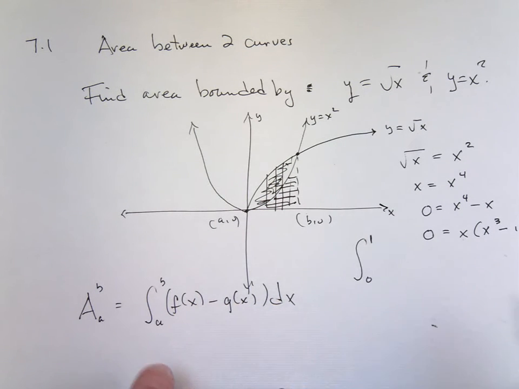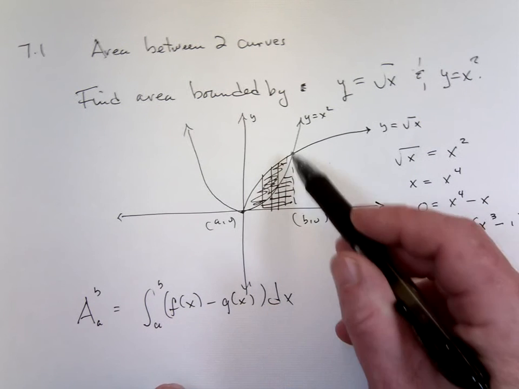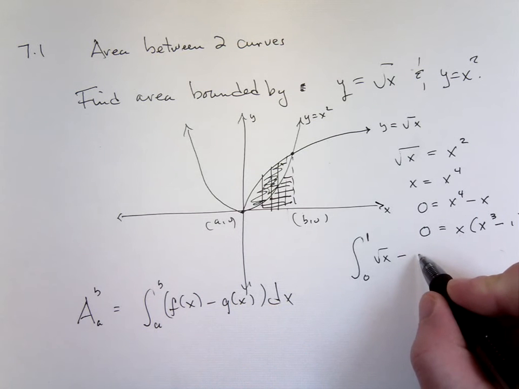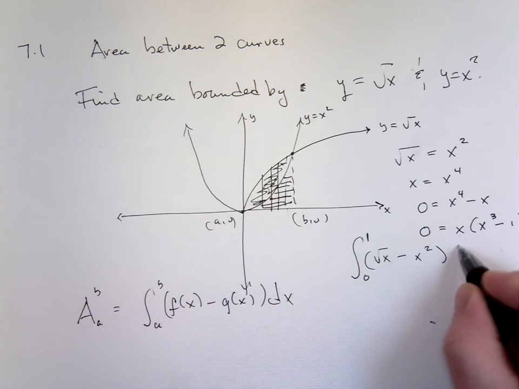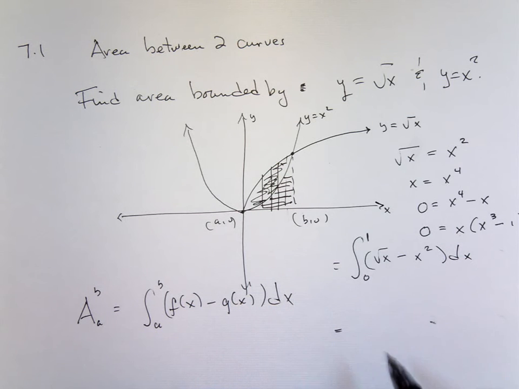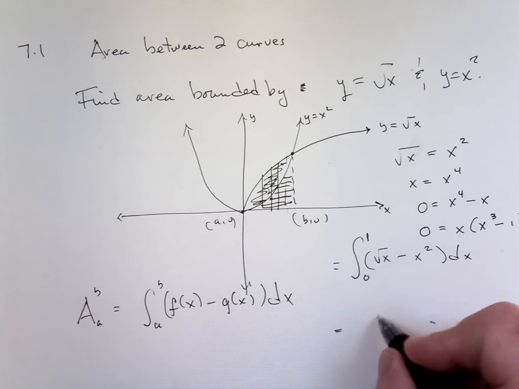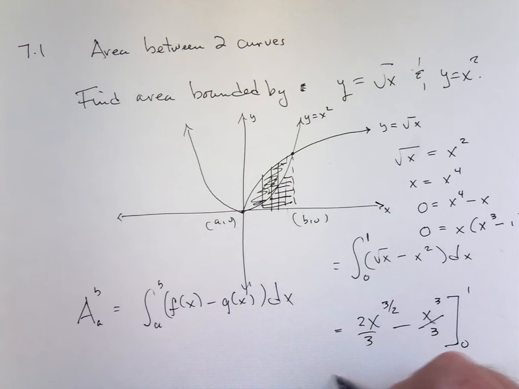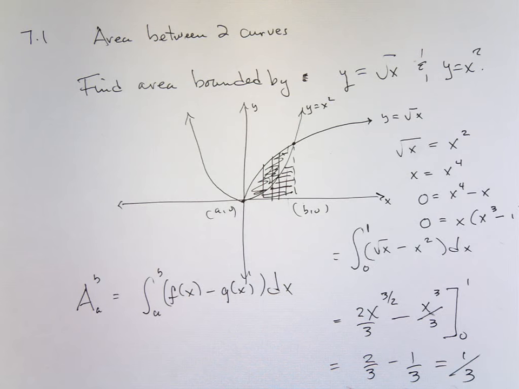And if you take the area under the top one minus the area under the bottom one, you're going to have the square root of x minus x squared. That's going to be integrate square root of x, integrate x squared. We're going to get 2/3 minus 1/3. Zeros give us 0, so 1/3. Okay? So the area bounded by those two is 1/3 square units. Okay? Any questions on that?